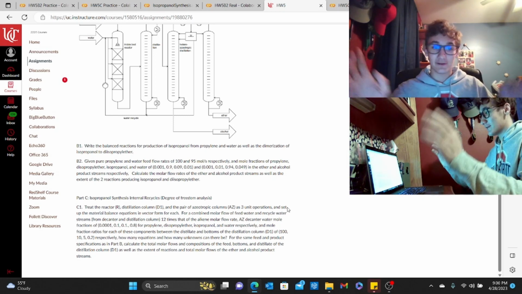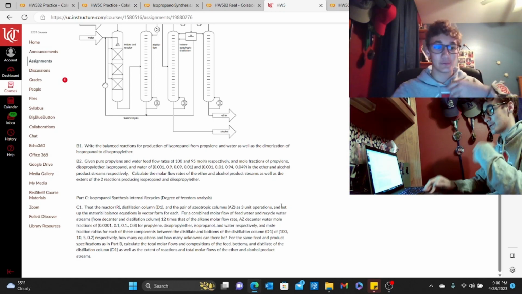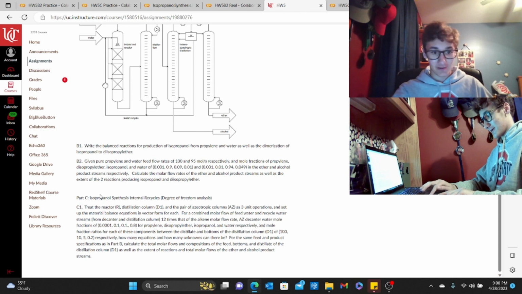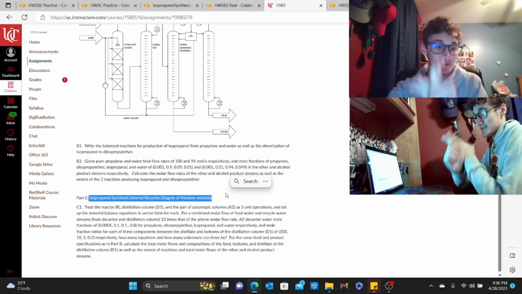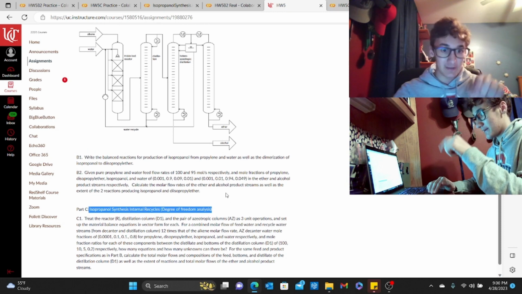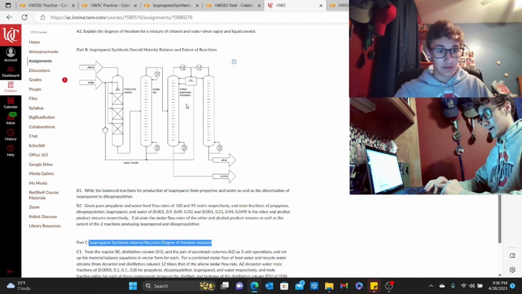In this part, or in homework 5C, we're going to be doing this entire amazing paragraph. Isopropanol synthesis, internal recycle, which is basically the degree of freedom analysis. So first, again, get this picture in your brain, so we will most likely be referring to it a lot.